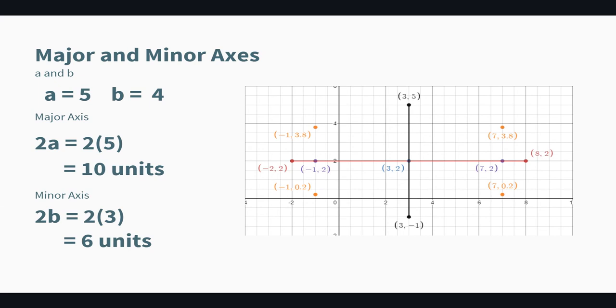Now on to the major and minor axis. For the major axis, it's simply 2a. So since our value of a is 5, we'll just have to multiply 5 by 2, or double it, which gives us 10 units. For the minor axis, it's simply 2b, or we just have to double the value of b, which gives us 6 units.